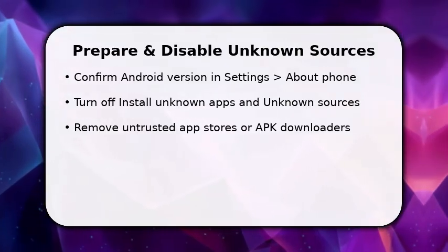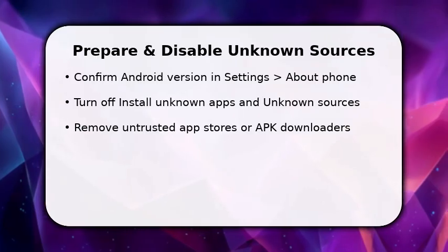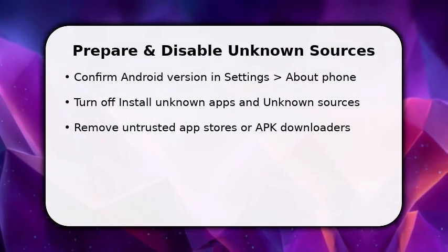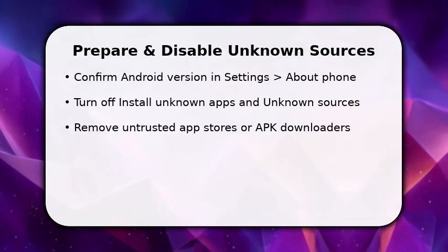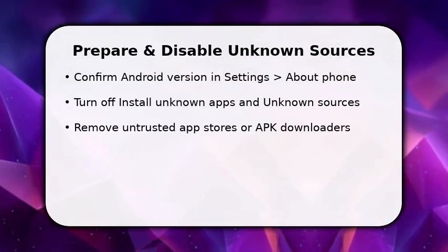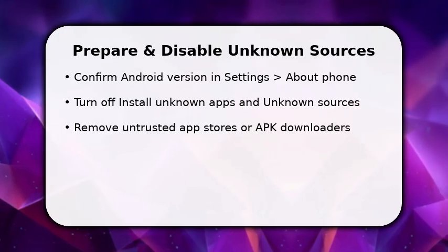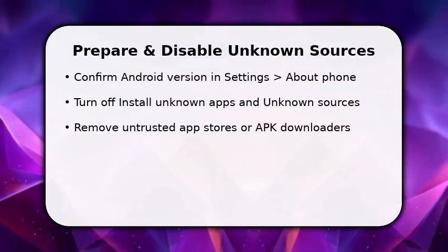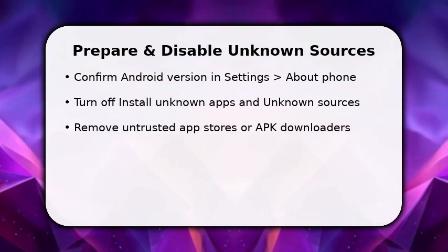Next, open Apps or Security and immediately turn off Install Unknown Apps and the Legacy Unknown Sources toggle. You should also locate and uninstall any third-party app stores or APK downloaders. Make sure to remove their permissions to install apps. These steps stop sideloaded apps at the source and reduce risk, while you continue to lock down the device.